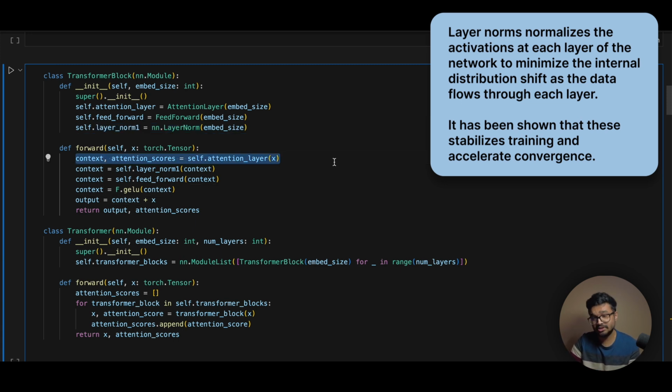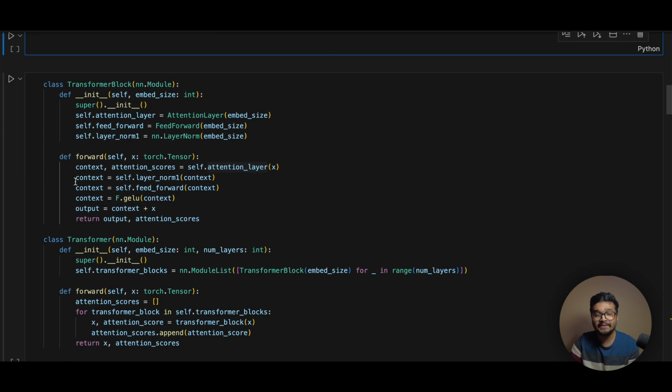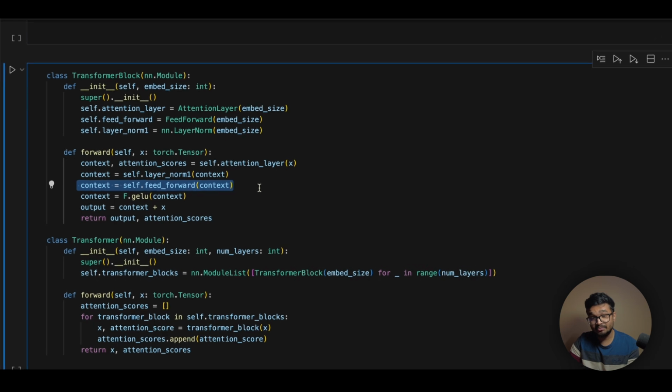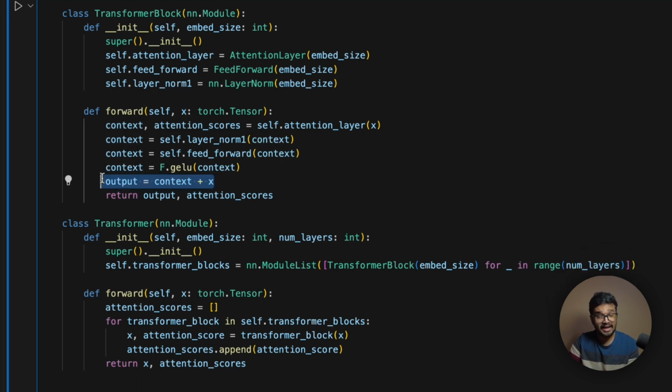And inside the forward function, you basically apply the attention layer, which again is this query key value and the calculate mask attention thingy. Then you apply the layer norm, then you apply the feed forward network, and you apply another nonlinear function, and finally you add back the original X back to the context. This is that residual connection that I was talking about a little while back.